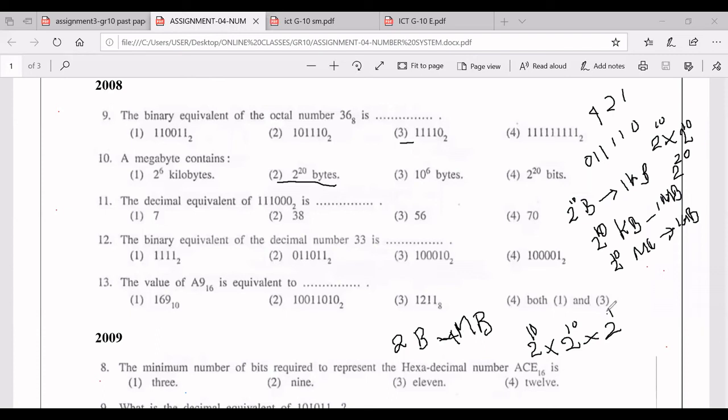It is 2 to the power 2, then it should be 2 to the power 22, right? Okay, so if I ask 1 GB, how many bytes in 1 GB, right?